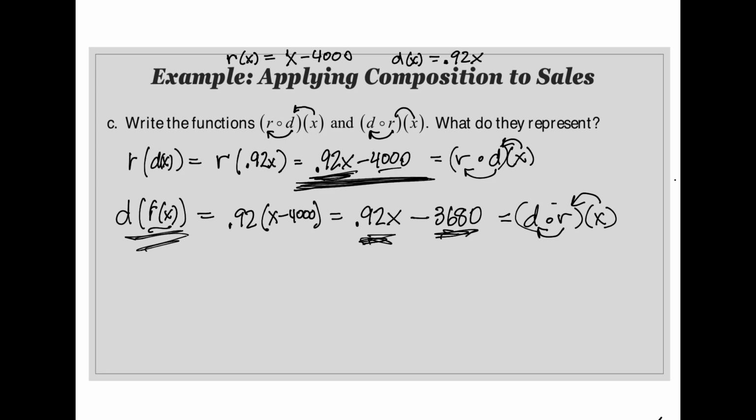So you kind of have to think about what x is representing, what we are finding, and then what our composition is telling us. If we're talking about the price of a car, lower prices are better, and we end up getting lower prices if we took the discount first and then the rebate.